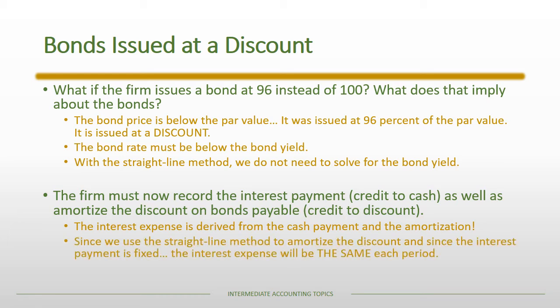With the straight line method, since we're using a straight line to amortize the discount, and since the interest payment is fixed, it means that the interest expense will be the same in each and every period. Again, I want to be clear, the interest expense is derived from the cash payment and the method that we're using to amortize the discount. Later on, in a different lecture, we're going to be using the effective interest method. At that point, since we'll be amortizing the discount differently, the interest expense will also be different.